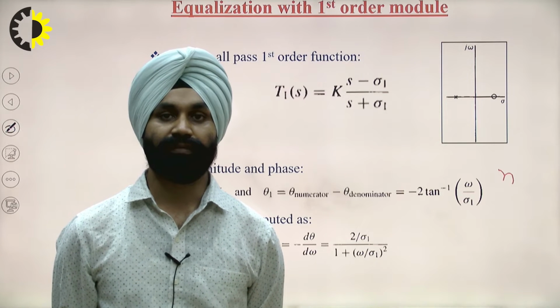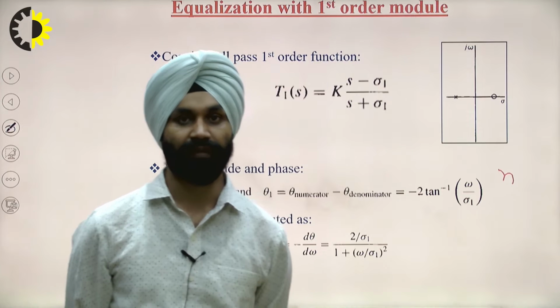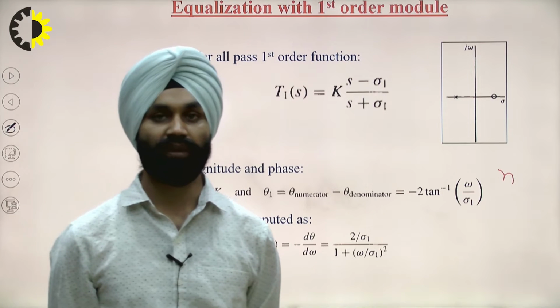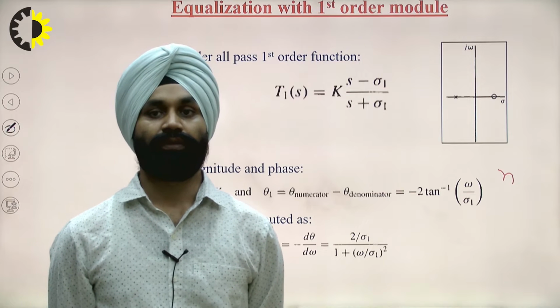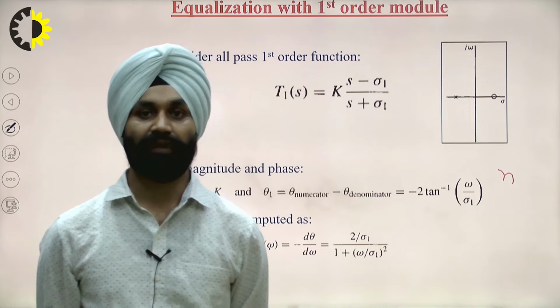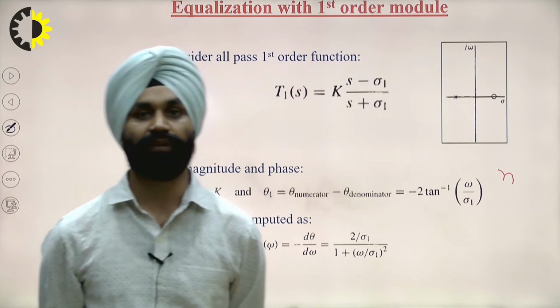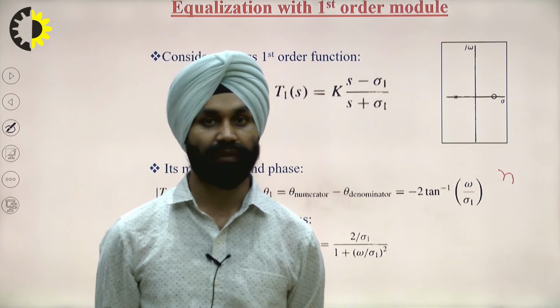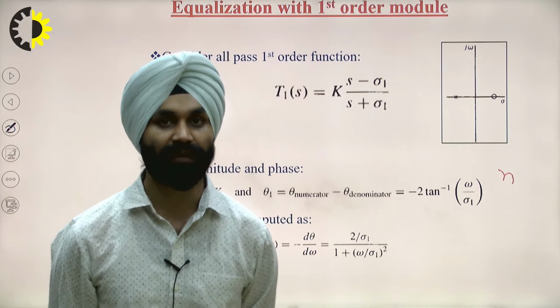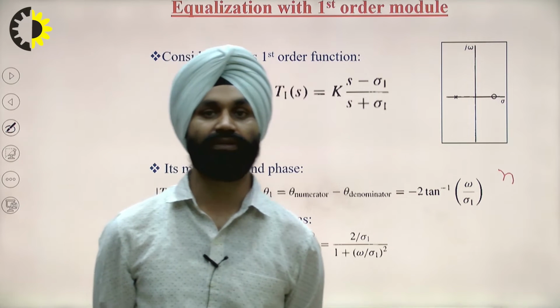Now, to have any order of the filter, we have to design first order and second order filters. So we will discuss the first order and second order filters which are used for delay equalization. By cascading first order and second order filters, we can design any other order of the filter. So let's go with the first order filter.